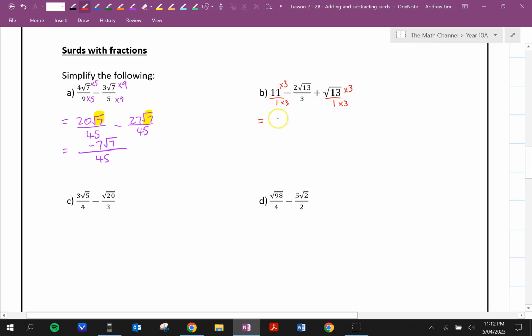And so we get 33 minus 2 root 13 plus 3 root 13 all over 3. Okay, they now all have the common denominator of 3. And do we have any like terms here? We do. That's a like term with this. So we can collect like terms. Minus 2 plus 3 is 1. So we get plus 1 lot of root 13 all over 3.